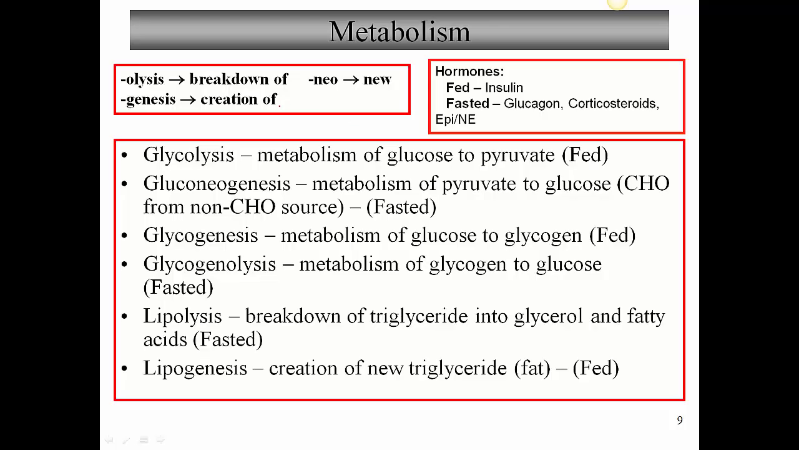I have a summary table for these in this slide. I gave you some root words on the top: olysis meaning breakdown, genesis creation of, neo meaning new. So this will help you break down some of these words. The hormones I listed up here in terms of the fed and fasted state hormones. Remember, the main hormone of the fed state is insulin. The main hormones of the fasted state are glucagon, corticosteroids, epinephrine, and norepinephrine. And then down in this table below, I have provided the definitions of these things for you, and also provided when these processes predominate, that is during the fed state or the fasted state. So it's important for you to know all the definitions and root words on this slide.